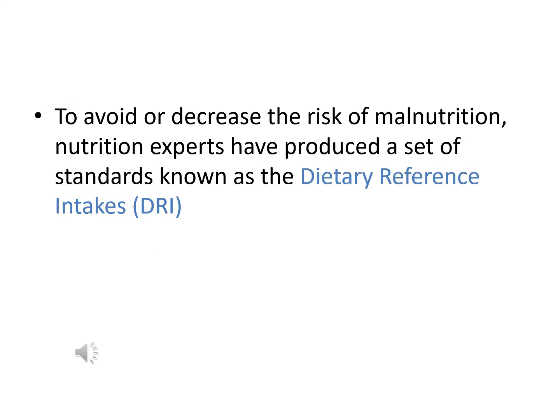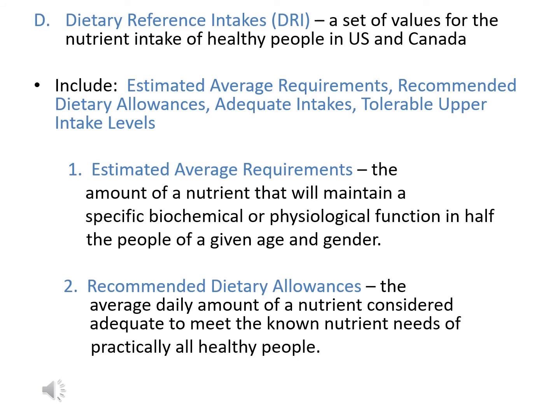To help the general population make sufficient choices so they can avoid or decrease the risk of malnutrition, nutrition experts, which include scientific researchers from the United States and Canada, have produced a set of standards which we refer to as the Dietary Reference Intakes, or the DRIs. So these dietary reference intakes, these DRIs, are determined, and they consist of 4 different sets of values. They include estimated average requirement, recommended dietary allowances, adequate intakes, and tolerable upper intake levels.